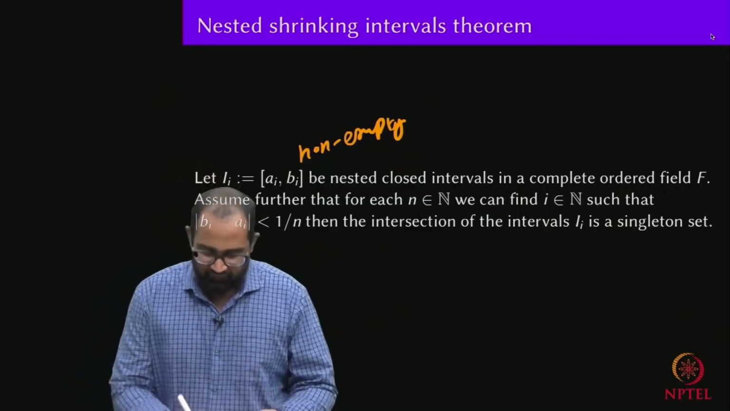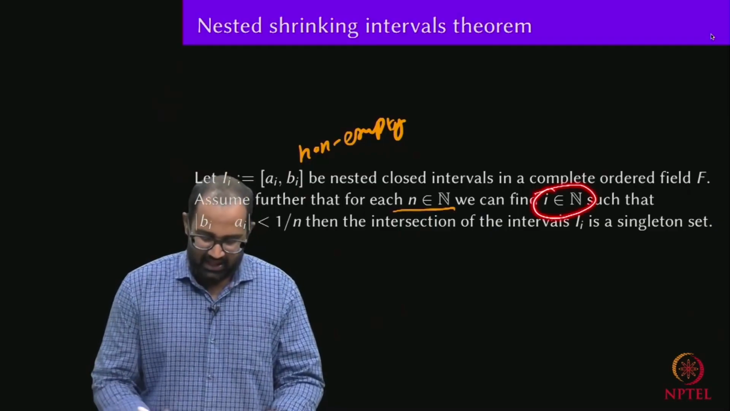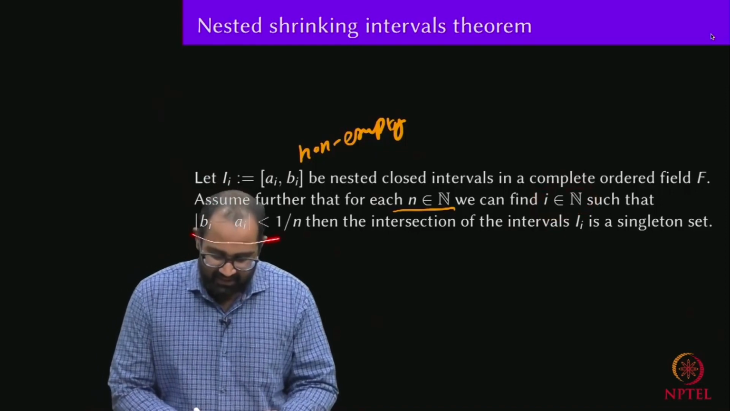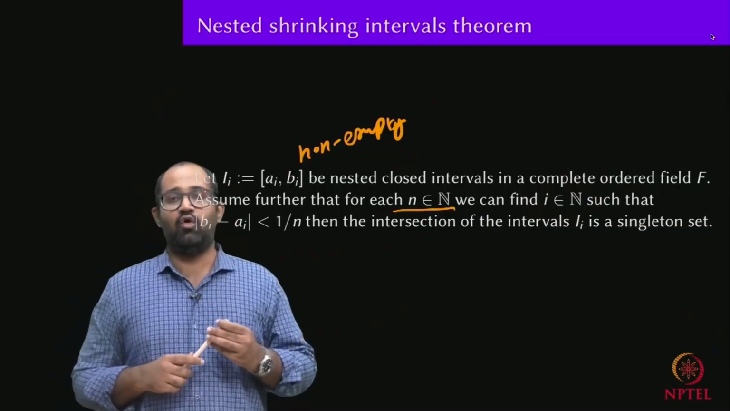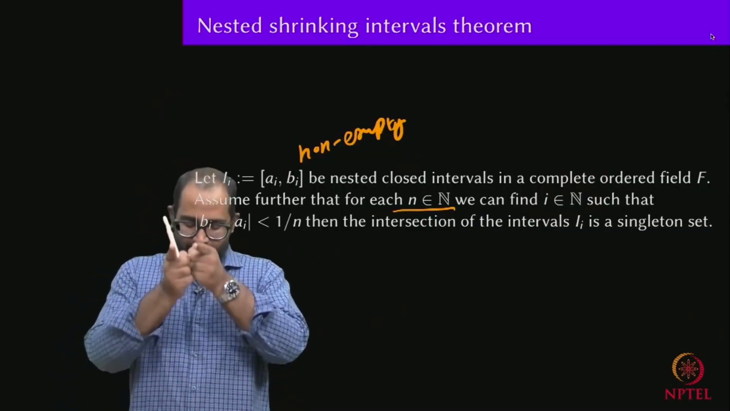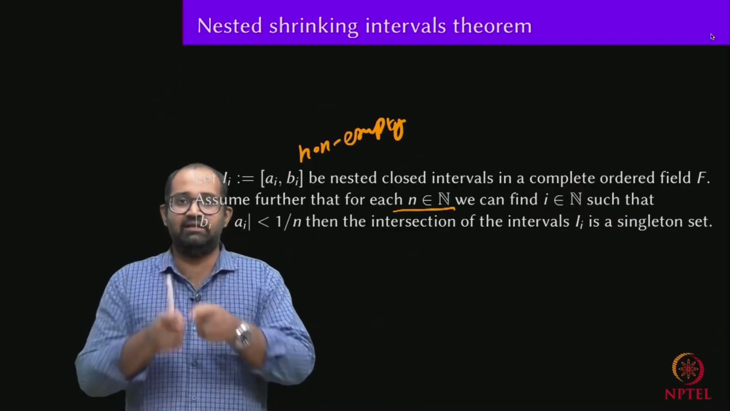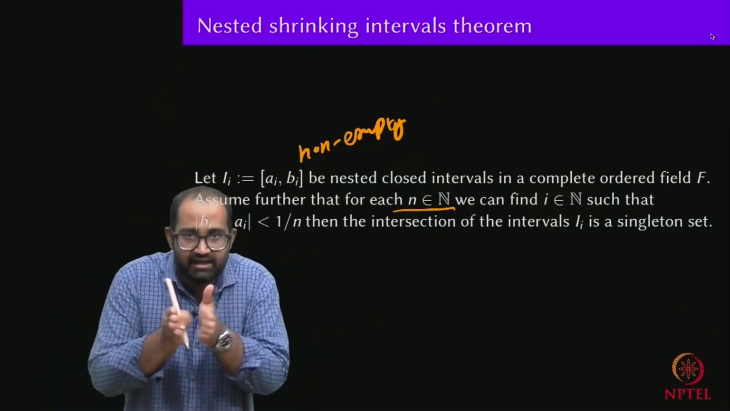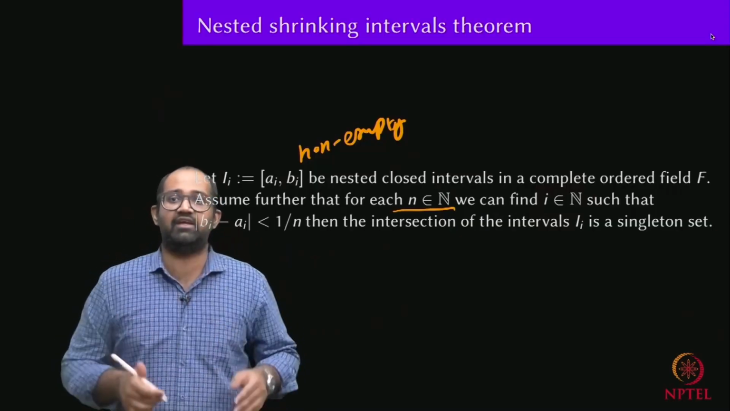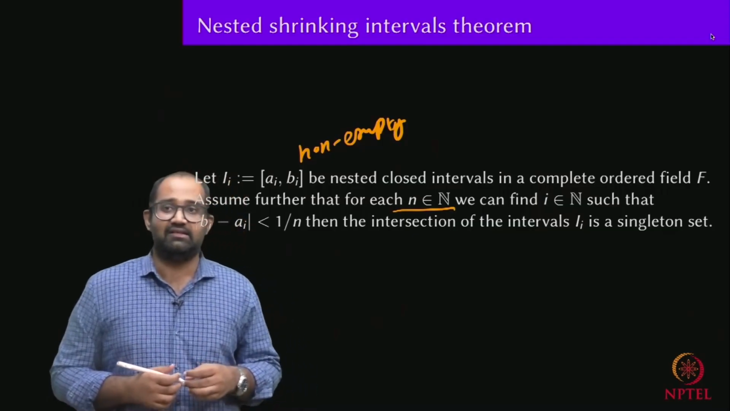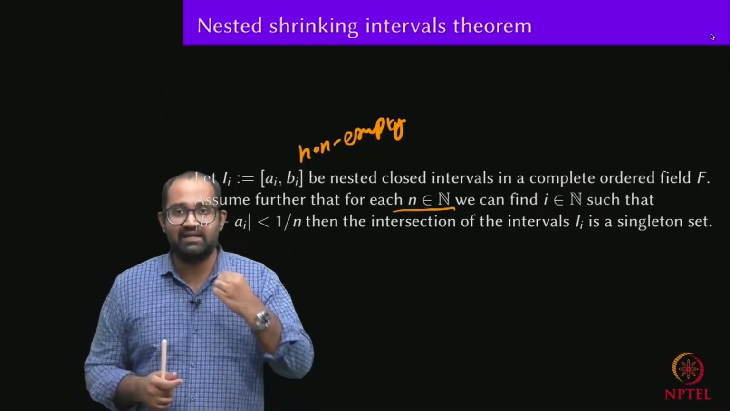Assume further that for each n in the natural numbers, we can find a natural number i such that |b_i minus a_i| is less than 1 by n. What this says is, no matter what 1 by n you choose, the intervals eventually become of length less than 1 by n. So they are really shrinking, they don't stand still. They could stand still for some time, but eventually they will have to get smaller and smaller. Then this says the intersection of the intervals is a singleton set. There is only one element in the intersection.